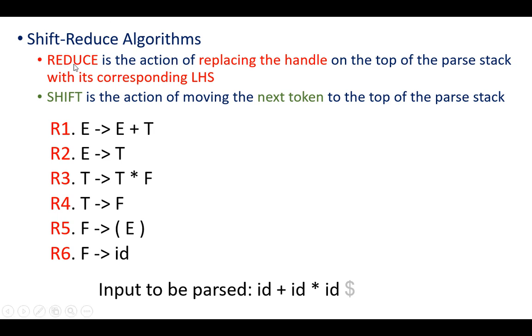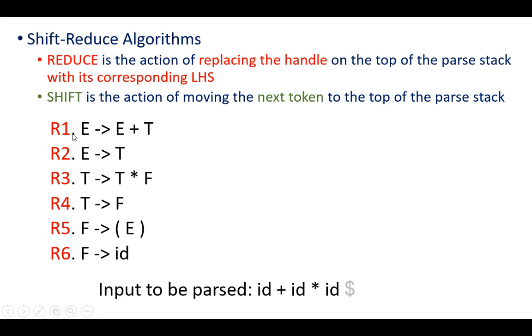So this is the definition of reduce. It is the action of replacing the handle on the top of the parse stack with its corresponding left-hand side. You would have seen this, and probably some of you are still wondering why this is like this. It doesn't look normal. Yes, it's not normal, because it's not the normal rule that you're familiar with. It's not the derivation rule. This is a reduce rule.